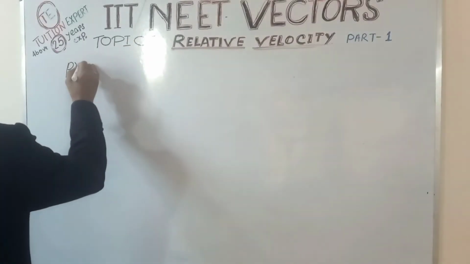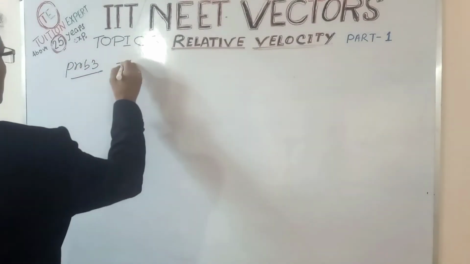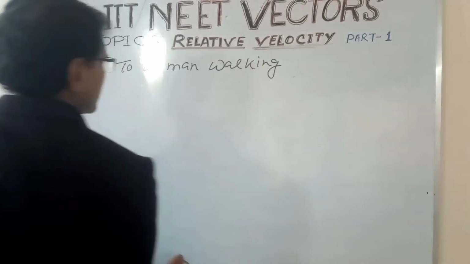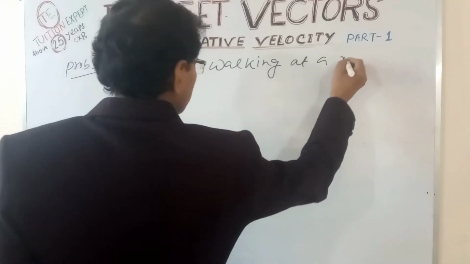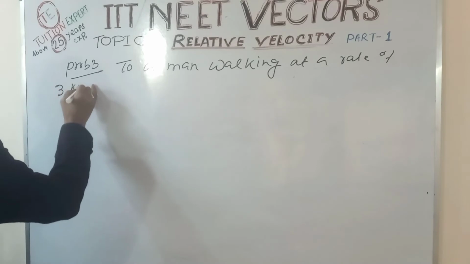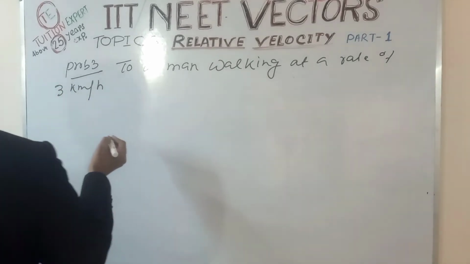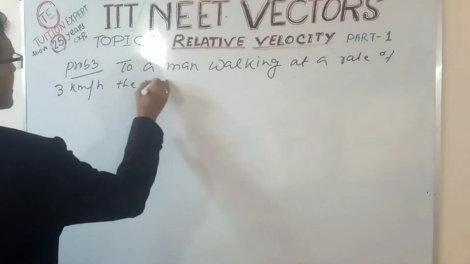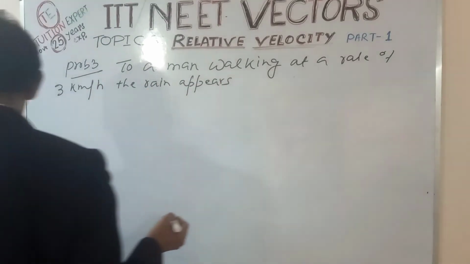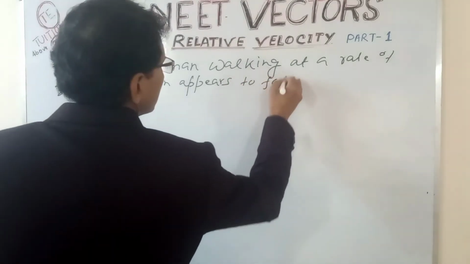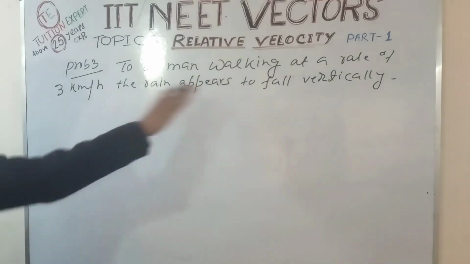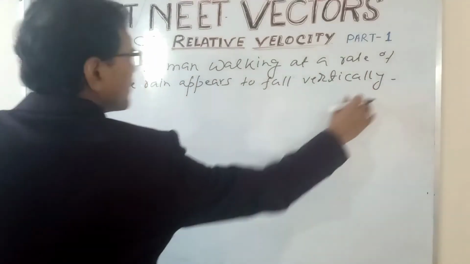Problem 3. To a man walking at a rate of 3 km per hour, the rain appears to fall vertically. Okay. To a man walking at a rate of 3 km per hour, the rain appears to fall vertically.